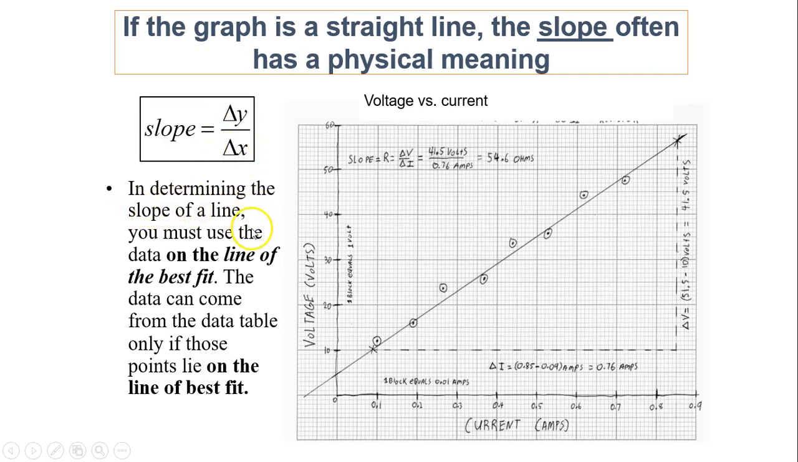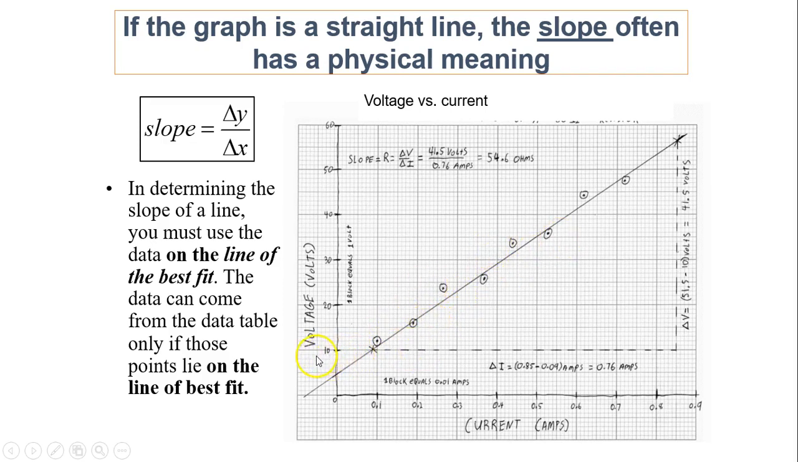In determining the slope of the line, you must use the data on the line of best fit. That's very important. Take a look at this example. All the data, except one, this one you probably can use to calculate your slope. The reason for that is because all the other data are not on the line.